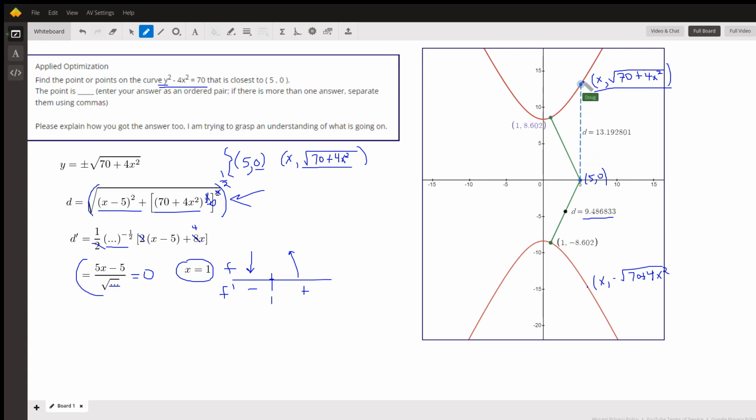And if you go to Desmos, I'll provide a link, and slide this point around the curve, you'll see that the distance is greater than the distance to this point right here. Actually, this is the square root of 74 right here. Okay, so (1, square root of 74) and (1, minus the square root of 74) are the points on the curve that are closest to (5, 0).